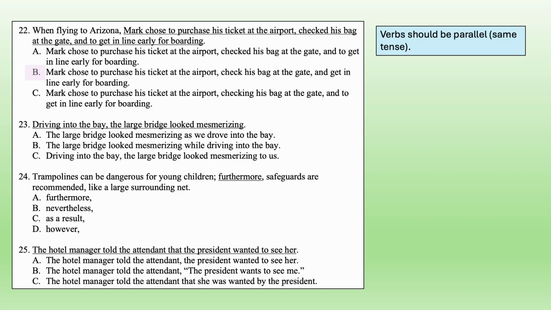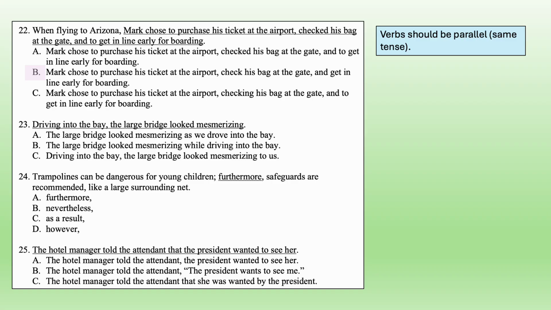Mark chose to purchase his ticket at the airport, checking his bag at the gate, and to get in line early for boarding. That's crazy. B has those parallel verbs. Mark chose to purchase his ticket, check his bag, and get in line early. It's the only one where the preposition is here, which is fine because you need the preposition somewhere, but it's not here and it's not here. So those verbs are parallel.